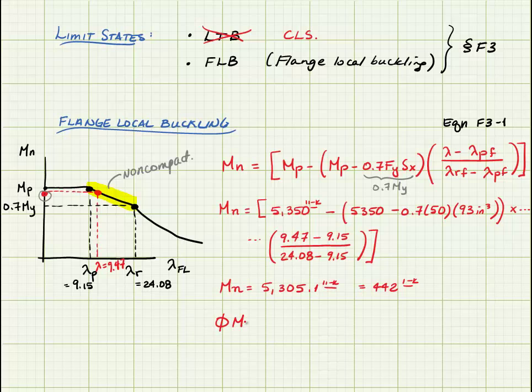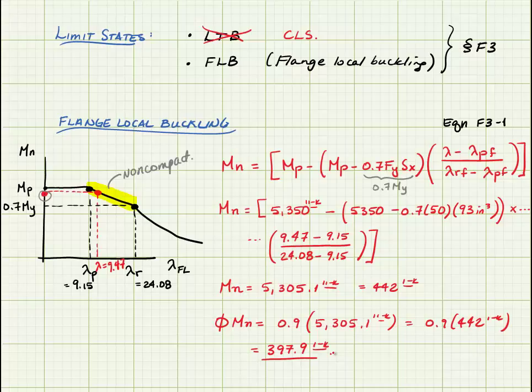Now I factor that to get my design strength, and I have a resistance factor of 0.9 times 5,305.1 inch kips, or 0.9 times 442 foot kips, which is equal to 397.9 foot kips. So my conclusion is the design strength of the beam is 398 foot kips, and it was governed by compression flange local buckling.